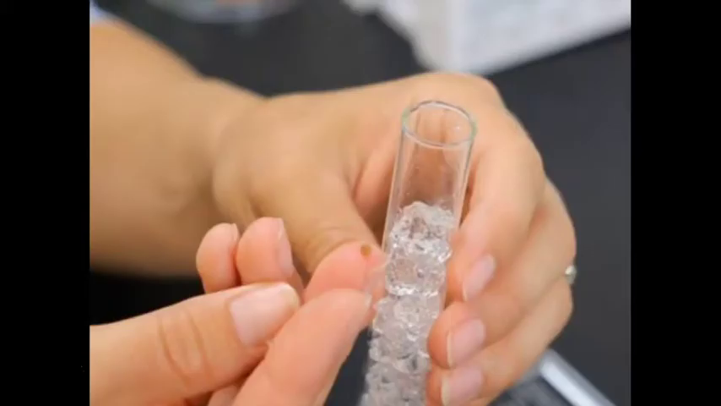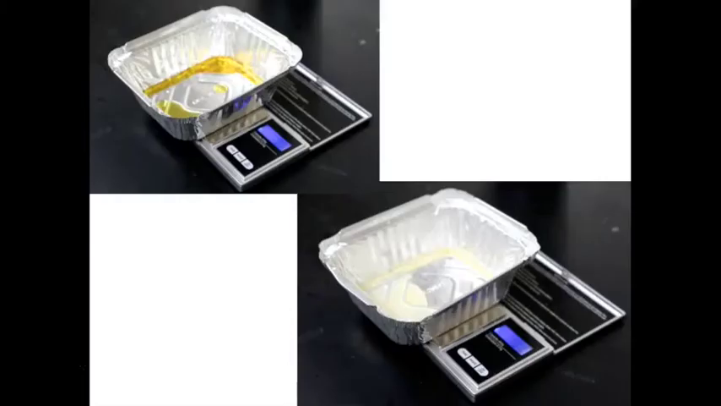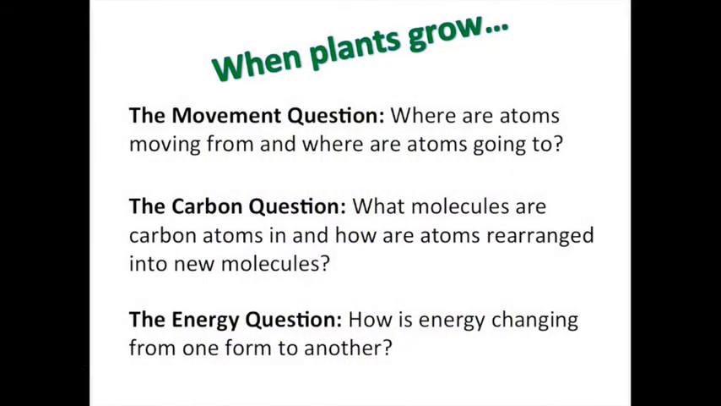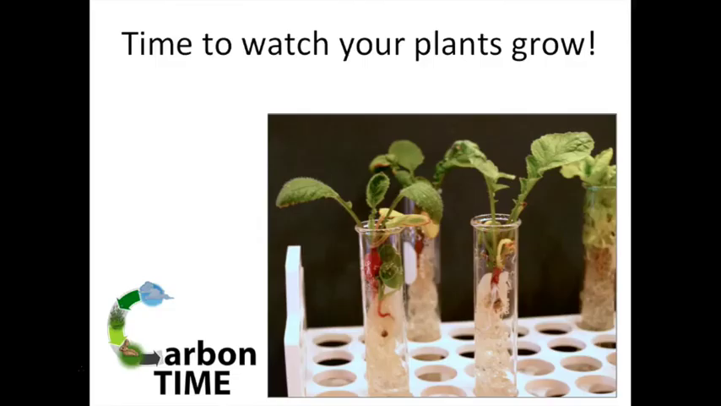In our investigation, we'll keep track of how much dry mass is in the seeds and gel when we plant, how much dry mass is in the nutrient mixture, and how much dry mass is in the plants and the gel after the plants have grown. The three questions are about more than just carbon and water. As we collect data on our plants, we will be collecting evidence to help answer these other questions as well. So let's get started and watch our plants grow.